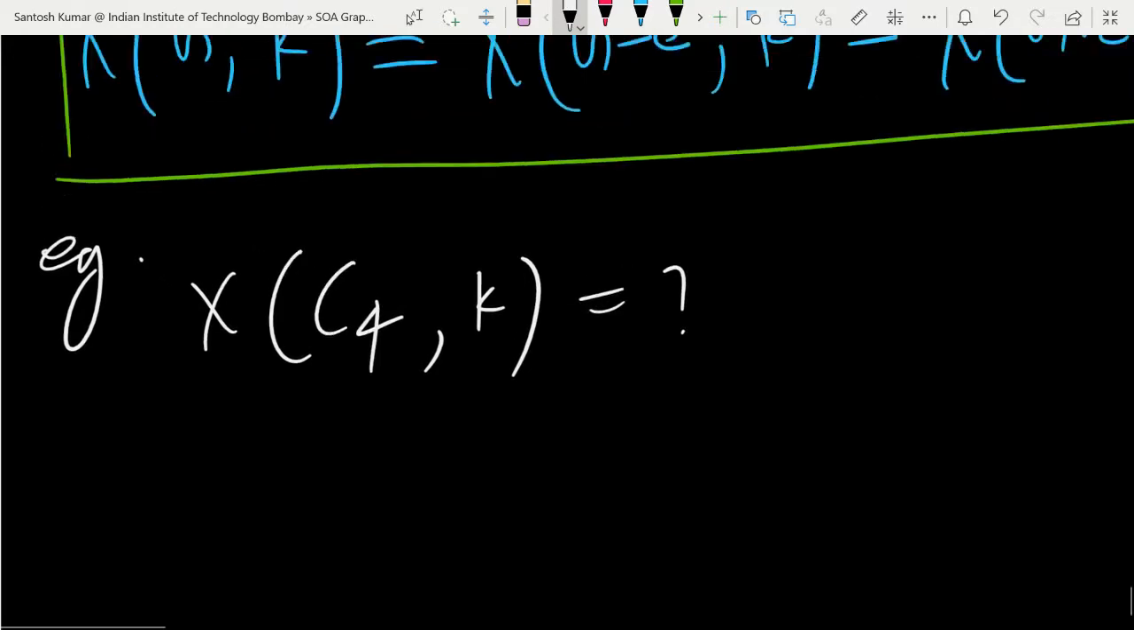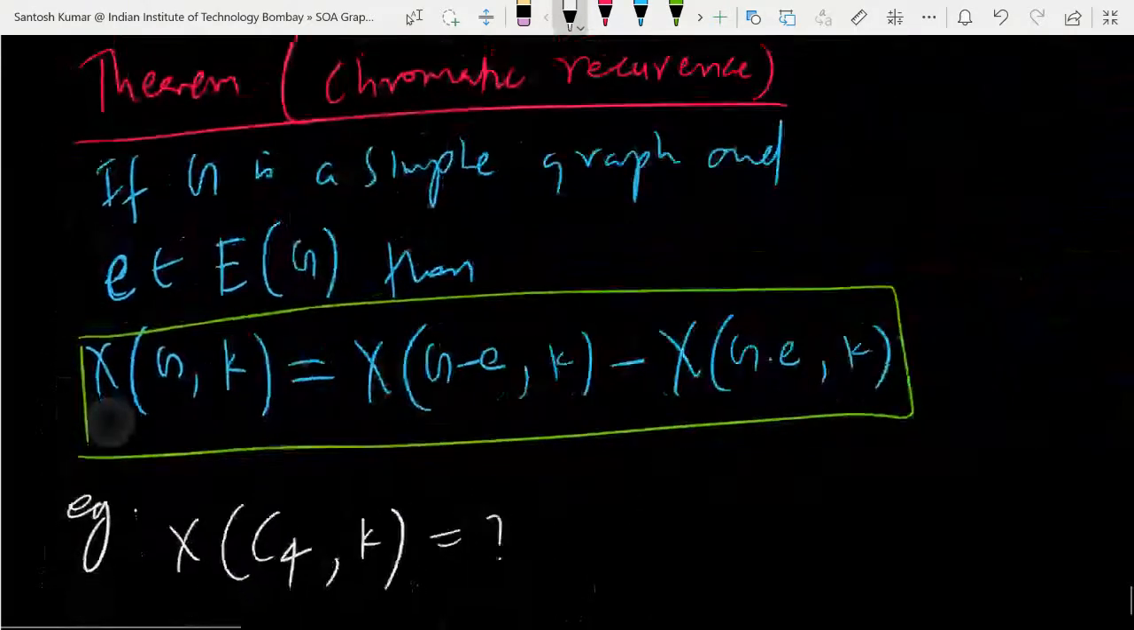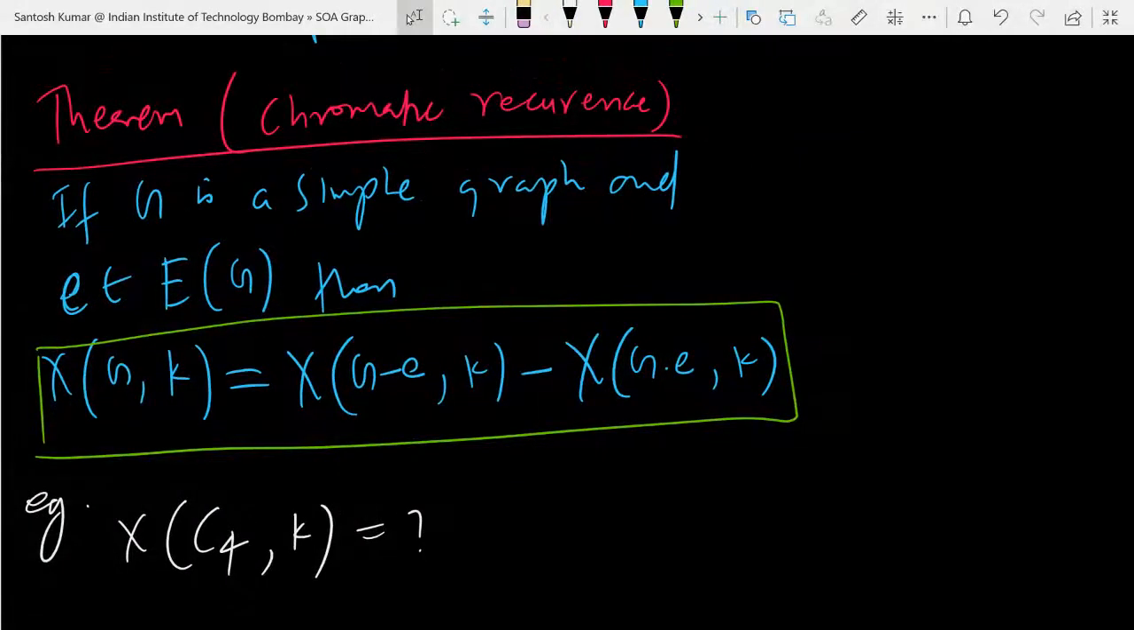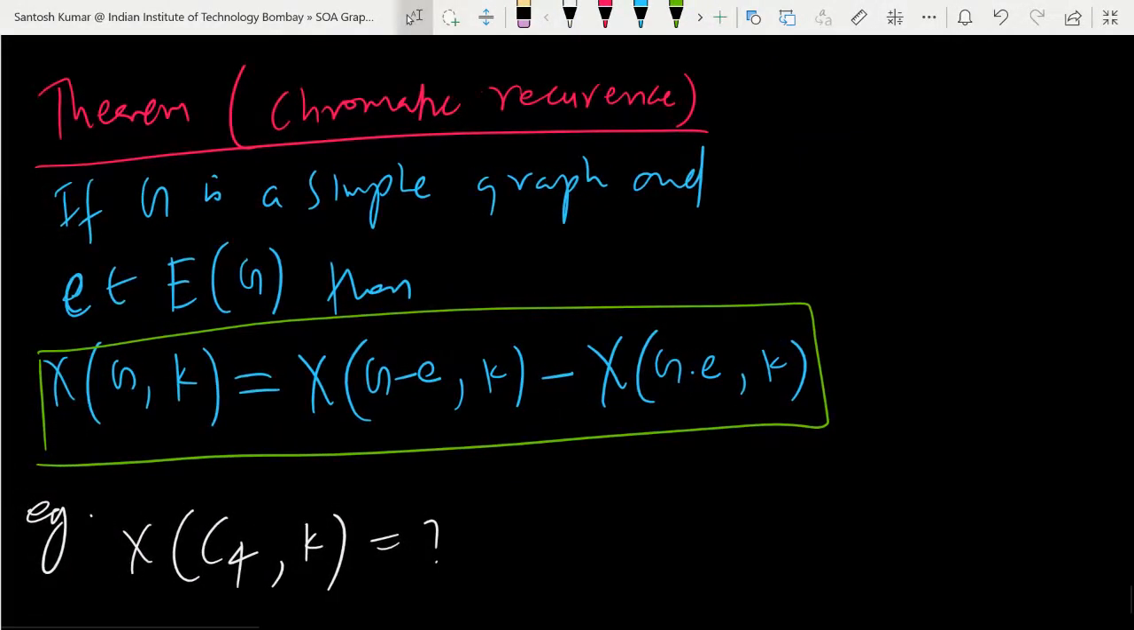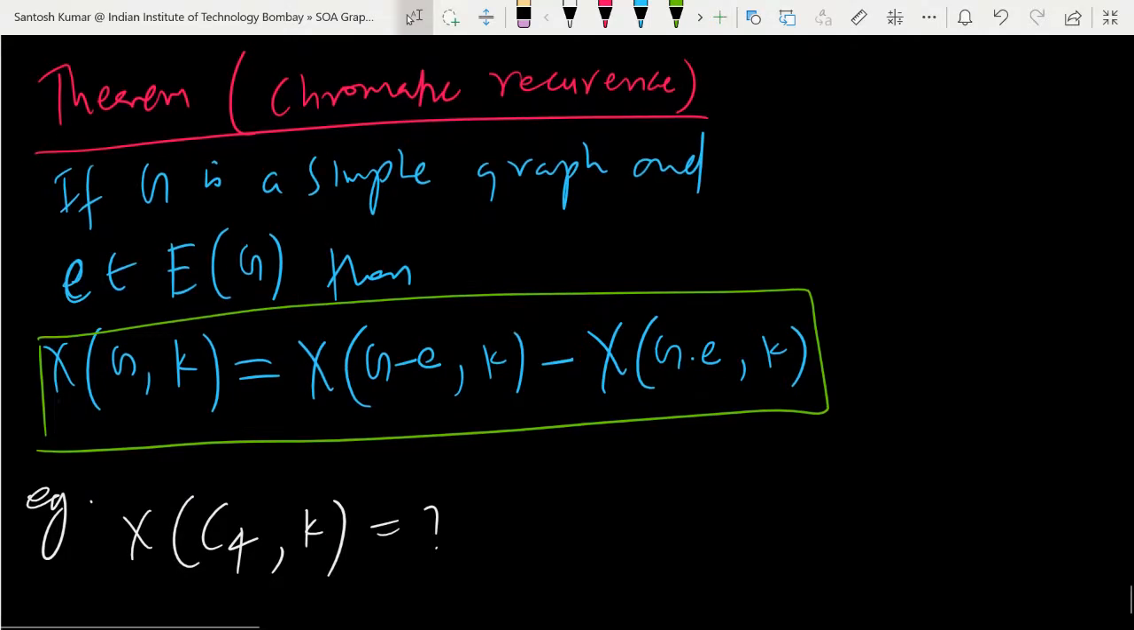You try first. Everyone try this. The answer will be the same in mathematics, whichever way you go. Just verify. Are you getting the same thing or different? So let me write.